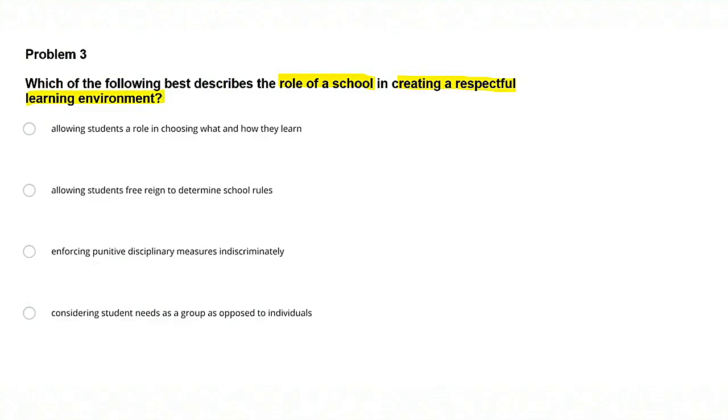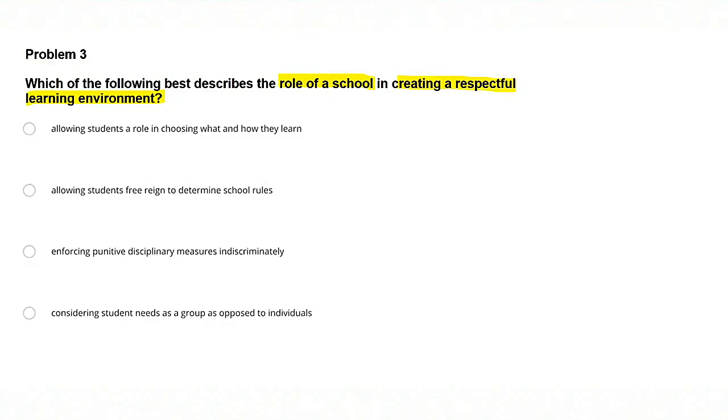The first choice, allowing students a role in choosing what and how they learn, could definitely be a good choice because, again, you're giving that freedom of choice to the student and you're allowing the student to decide what is the best way for them to learn and demonstrate their respect for other students. This also helps show that administrators take their students' concerns and their opinions seriously, and it can lead to the development of a more productive learning environment.